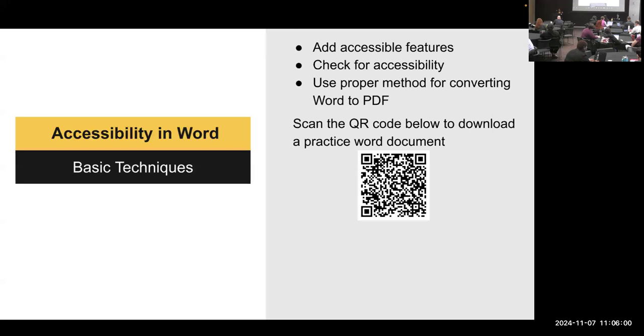I have a folder in Google Drive with some sample documents. It has a practice document. You can scan the QR code to get access to it. If you are trying to follow along with me, I would recommend that you download it, because it's in a Google folder and you want to use it as a Word file. So download it and open it in Word. That's the QR code if you want to follow along.